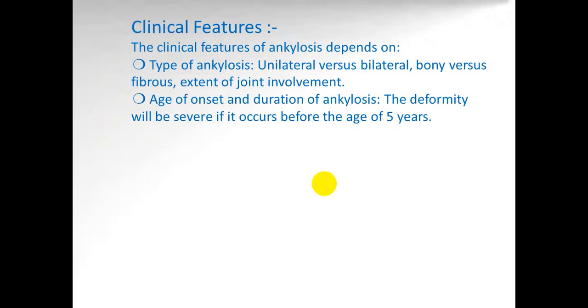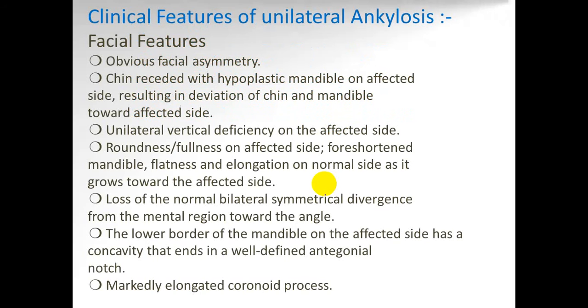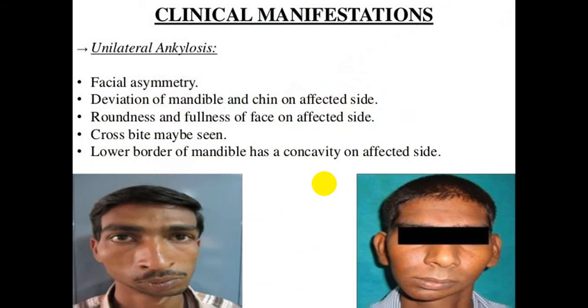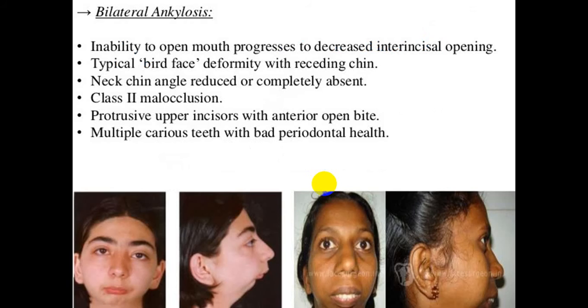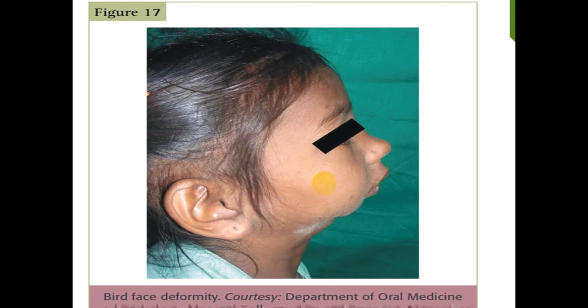The clinical features of ankylosis depend on the type of ankylosis, the age of onset, and the duration of ankylosis. The clinical features of unilateral ankylosis we will see in the following picture. We have facial asymmetry, deviation of the mandible and chin to the affected side, and other features. The clinical features of bilateral ankylosis include inability to open the mouth, progressing to decreased interincisal opening, typical bird face deformity with receding chin, and other features. We see the bird face deformity here.